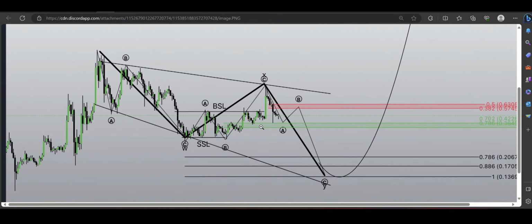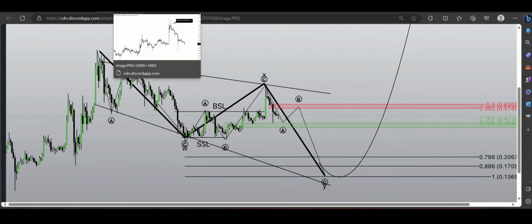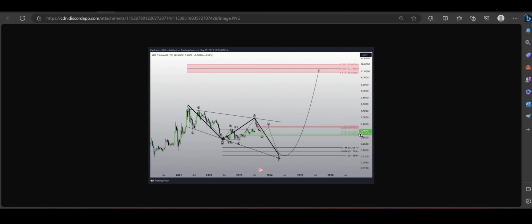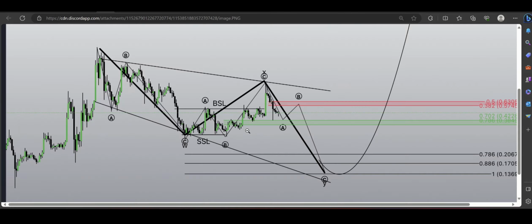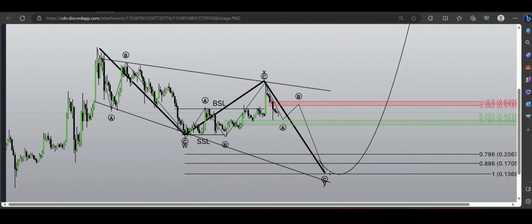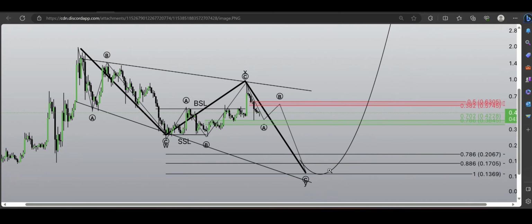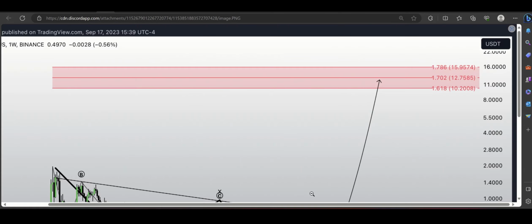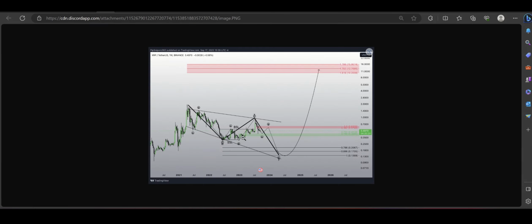Let's see what else. Okay, now remember, once we hit these bottom targets, it is likely we see these targets over here. So all I did was take a simple fib from this high at $1.95 all the way down to the expected bear market low, and the 1.618 is perfectly hitting $10. So in my opinion, it's very possible, extremely possible, that we hit these targets if we come down here.